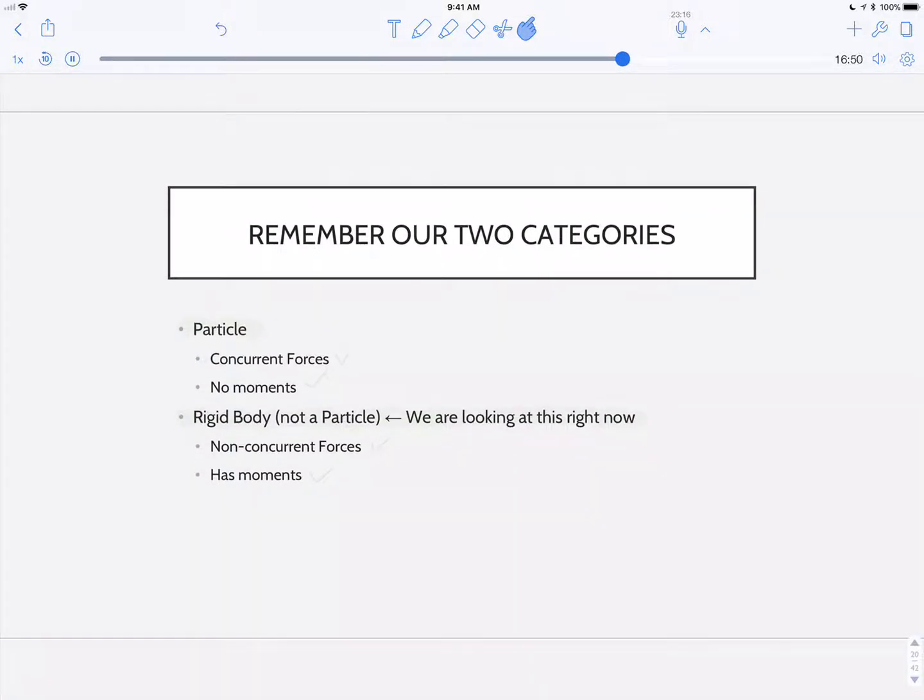Before we start our discussion of smallification, let's remember our 2 categories. We first started with particles, which were concurrent forces, and there were no moments. Right now, we are on our first discussion of rigid bodies, not a particle. We're doing this right now. If you've noticed, the forces don't all go through a point, and of course, what we're doing right now is learning how to deal with moments.